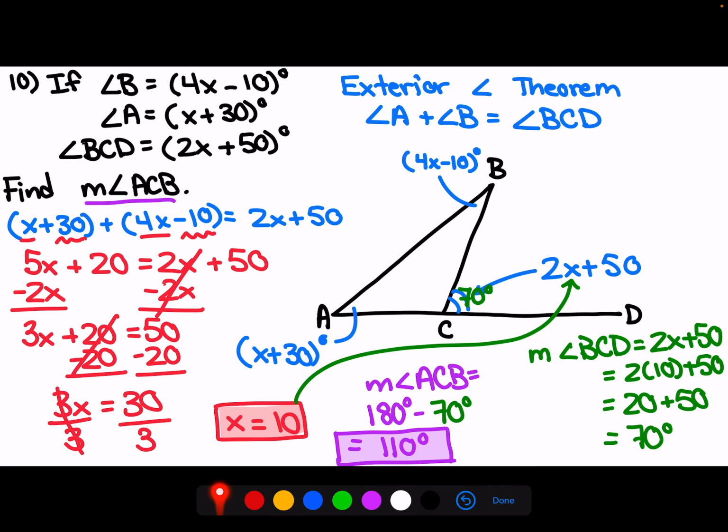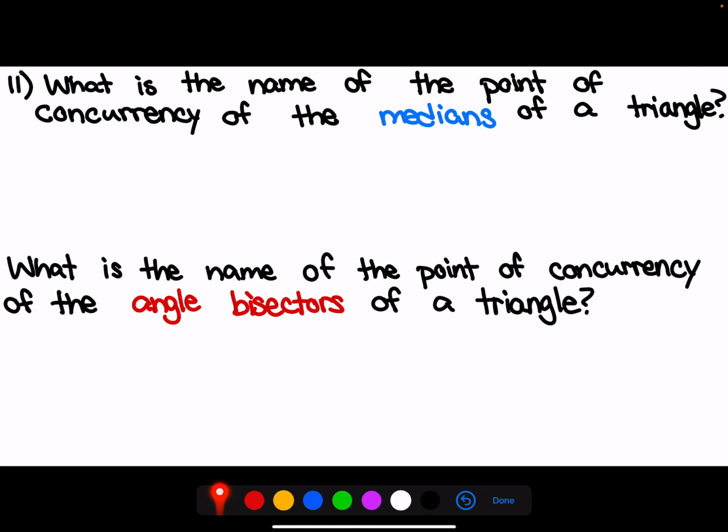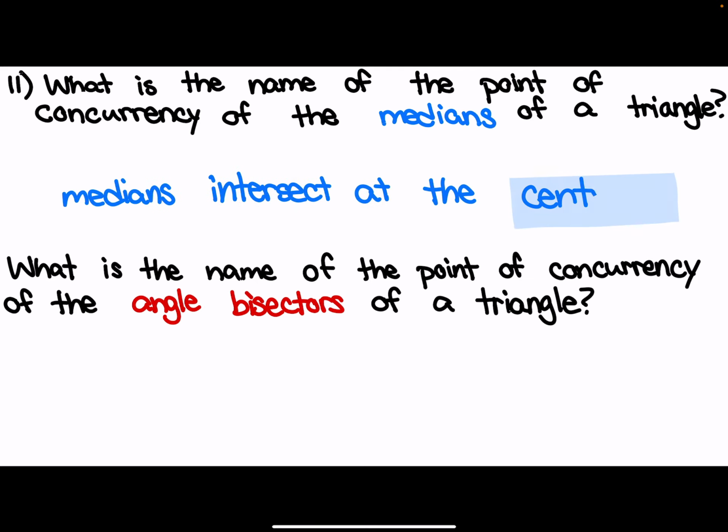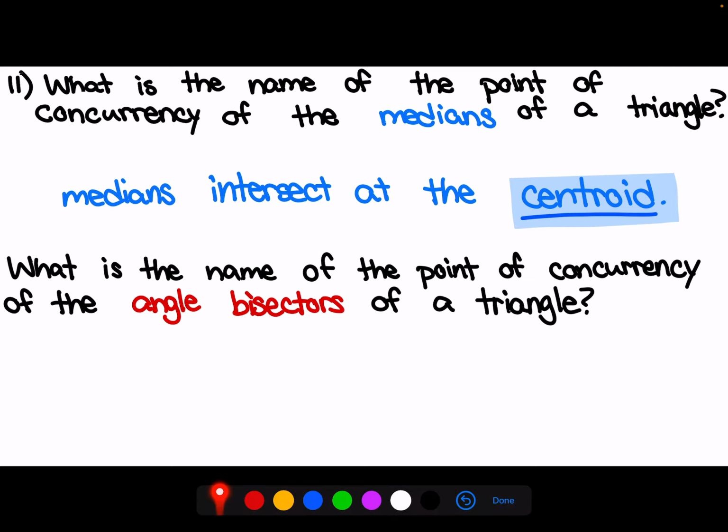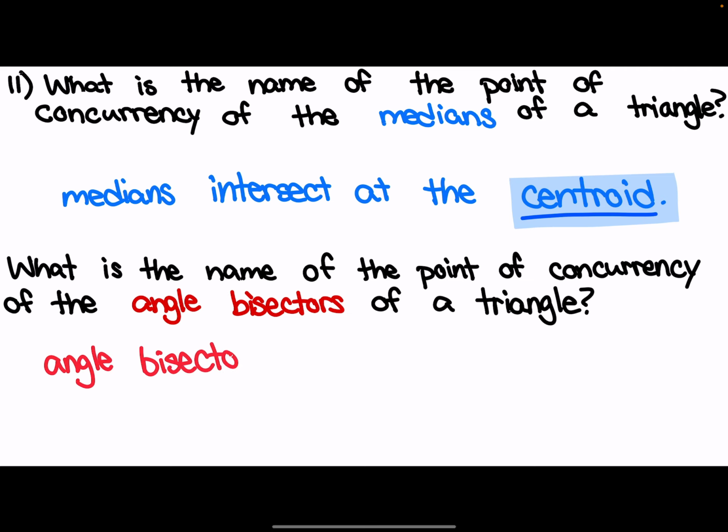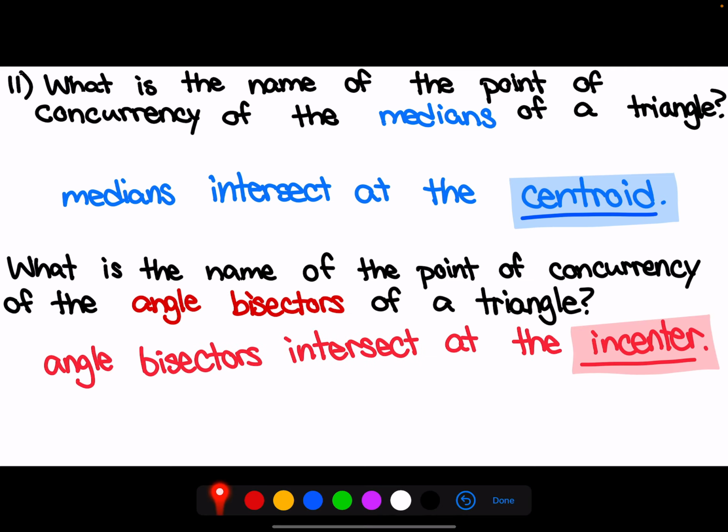All right, next up, number 11. What is the name of the point of concurrency of the medians of a triangle? So if we're dealing with medians, it's going to be a centroid. Medians intersect at the centroid of a triangle. Meanwhile, angle bisectors will intersect at the incenter. So medians at centroid, angle bisectors at incenter. Make sure that you guys are familiar with these terms and angle bisectors, medians, altitudes, all that type of stuff. You'll need to know all of it.